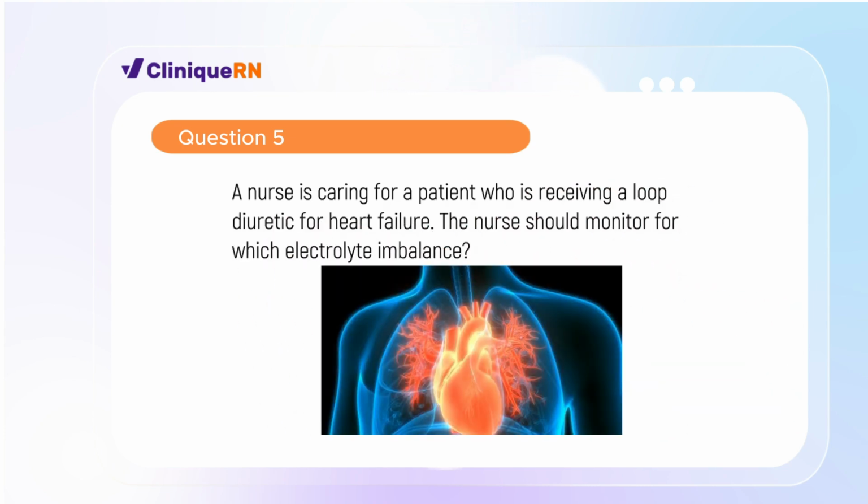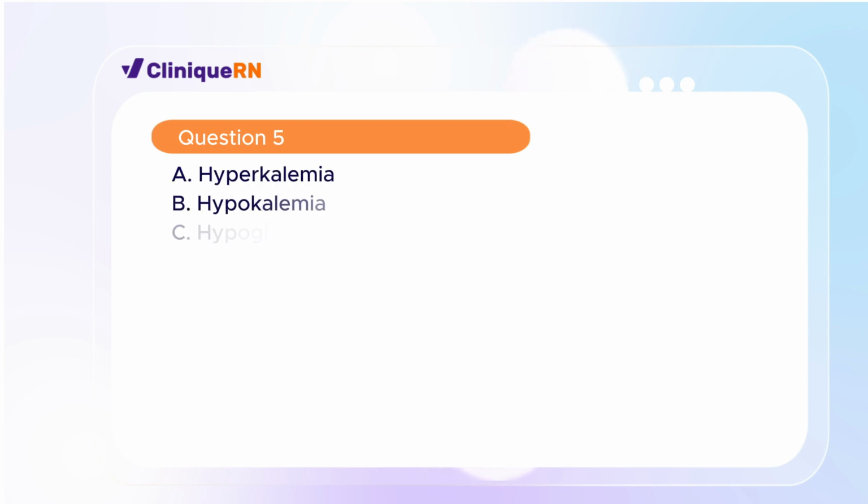Question 5. A nurse is caring for a patient who is receiving a loop diuretic for heart failure. The nurse should monitor for which electrolyte imbalance? A. Hyperkalemia. B. Hypokalemia. C. Hypoglycemia. D. Hypercalcemia.